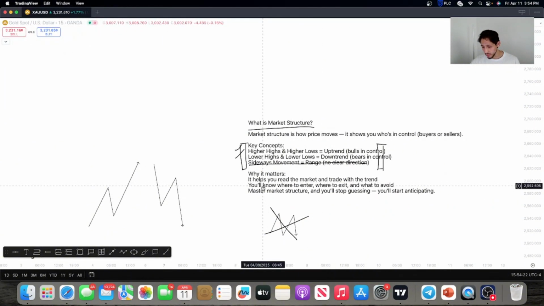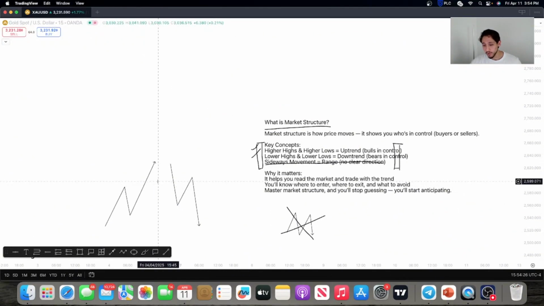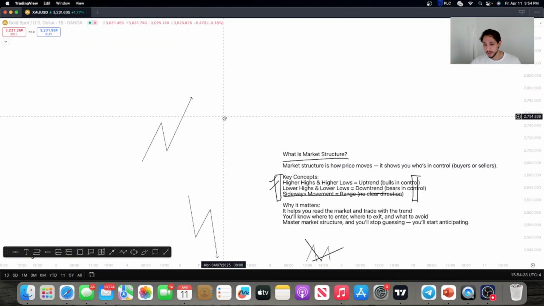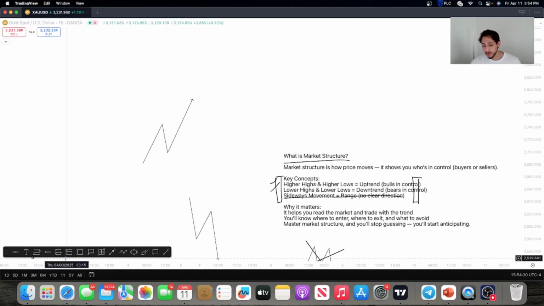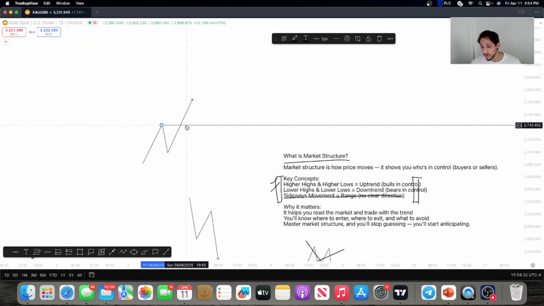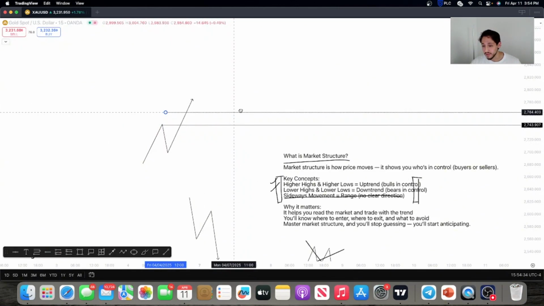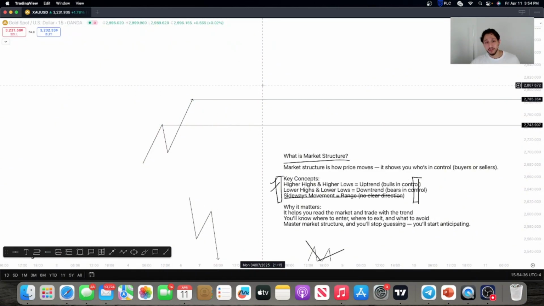Now, you know where to enter, you know where to exit, and you know what to avoid. Where to enter, where to exit, what do I mean by that? Let's say you guys are looking for an uptrend. There are going to be specific key levels that you want to mark as areas of interest. Areas of interest are areas where you are interested in buying the market or selling the market.